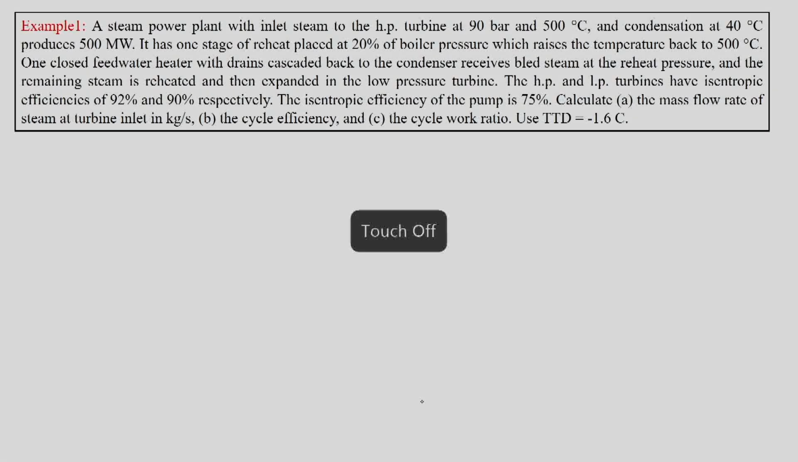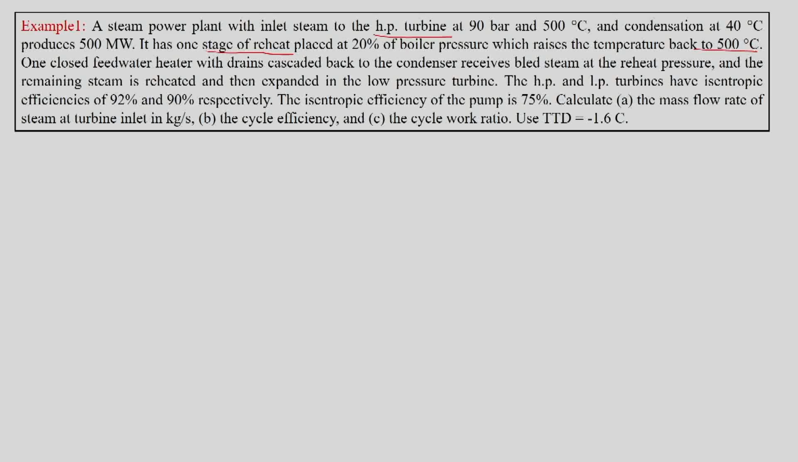This example says that a steam power plant with inlet steam to the high pressure turbine at 90 bar and 500 degrees Celsius and condensation at 40 degrees Celsius produces 500 megawatt of energy. So we are given 90 bar pressure and 500 degrees Celsius as the temperature of the steam at the high pressure turbine inlet. It has one stage of reheat, which takes place at 20% of boiler pressure, which raises the temperature back to 500 degrees Celsius. So we have a single stage reheat, and after reheat the temperature is 500 degrees Celsius.